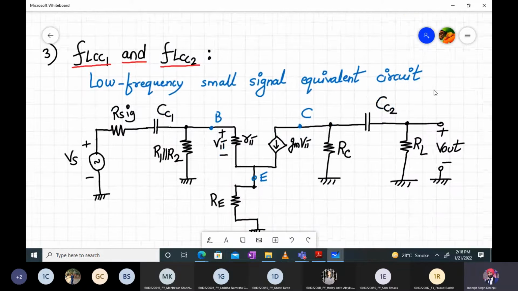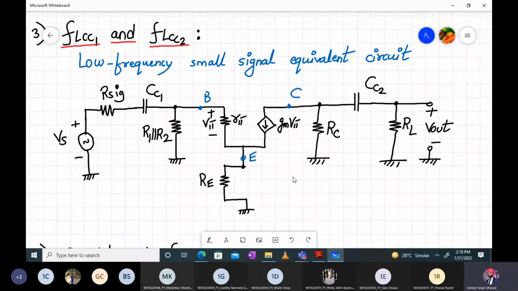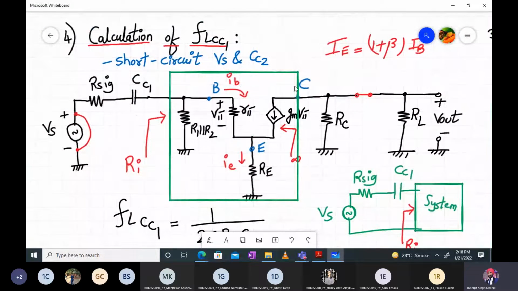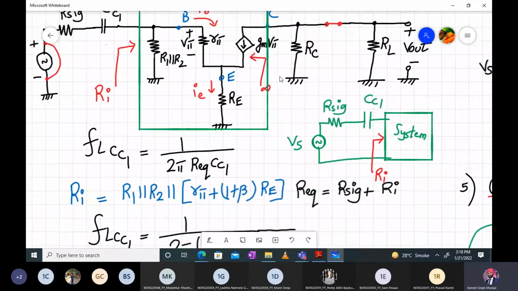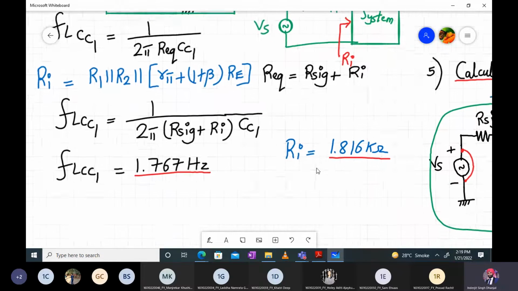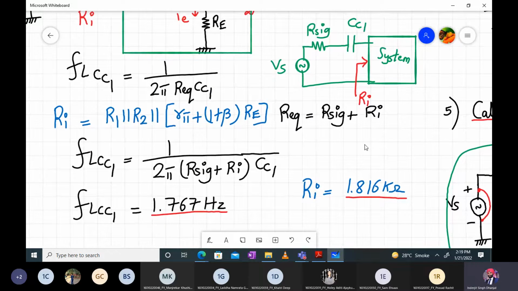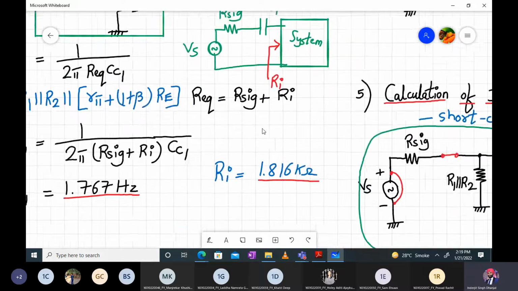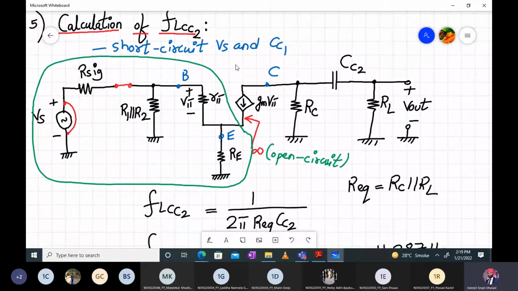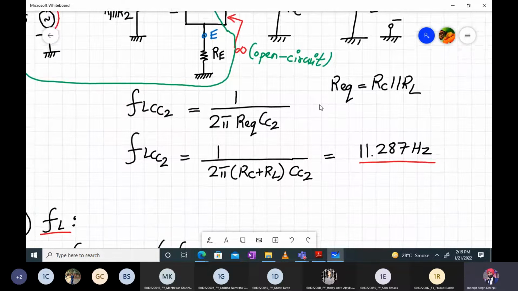Then we wanted to find out FL of CC1 and CC2. So we have drawn the low frequency small signal equivalent circuit. And after that, individually for FL of CC1, we have done the analysis and found that FL of CC1 is coming out to be 1.761 hertz. And RI value was 1.816 kilo ohms in the process. I hope that you all have got this value also for calculations, right? Then we went on to calculate the lower cutoff frequency due to CC2, and it came out to be 11.287 hertz, right?